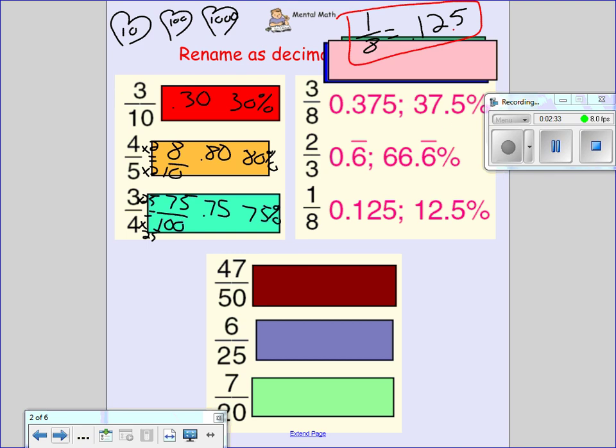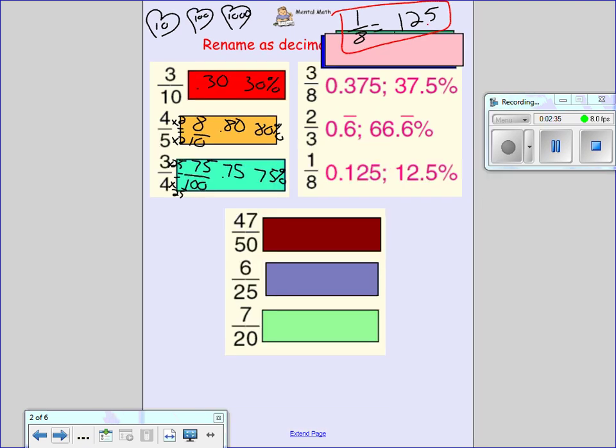Let's continue down a little lower on this page. 47/50. We can put this one into 10, 100, or 1,000. We're going to convert this into 100. We go times 2, times 2. 47 times 2 would give me an answer of 94, which is 0.94, or 94%.